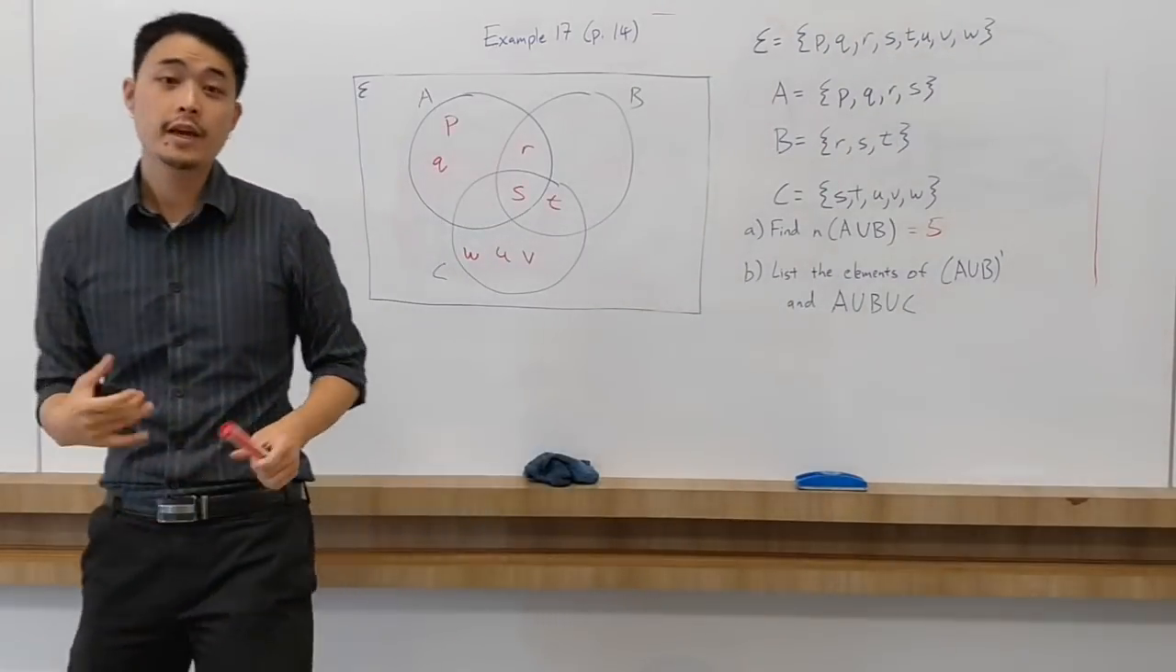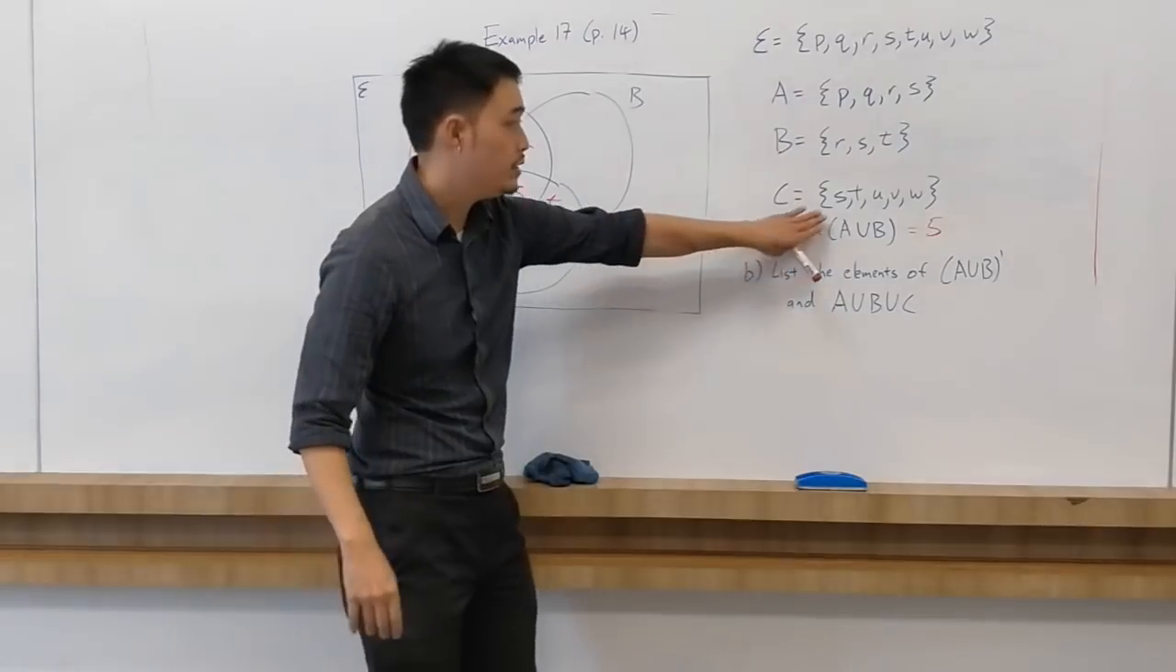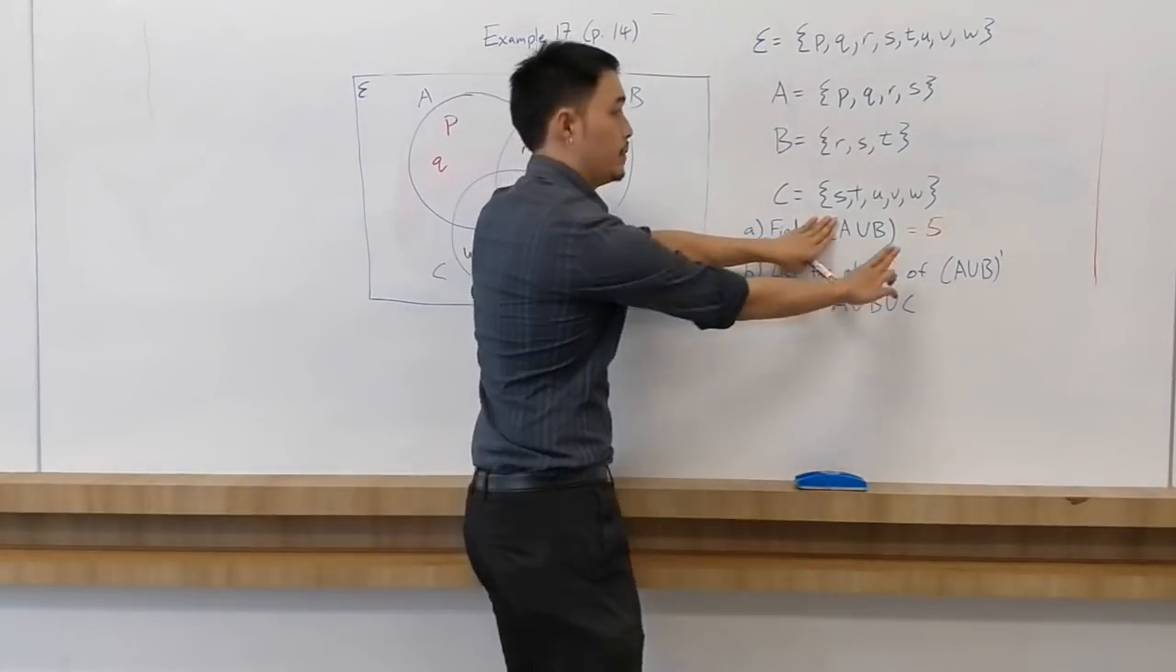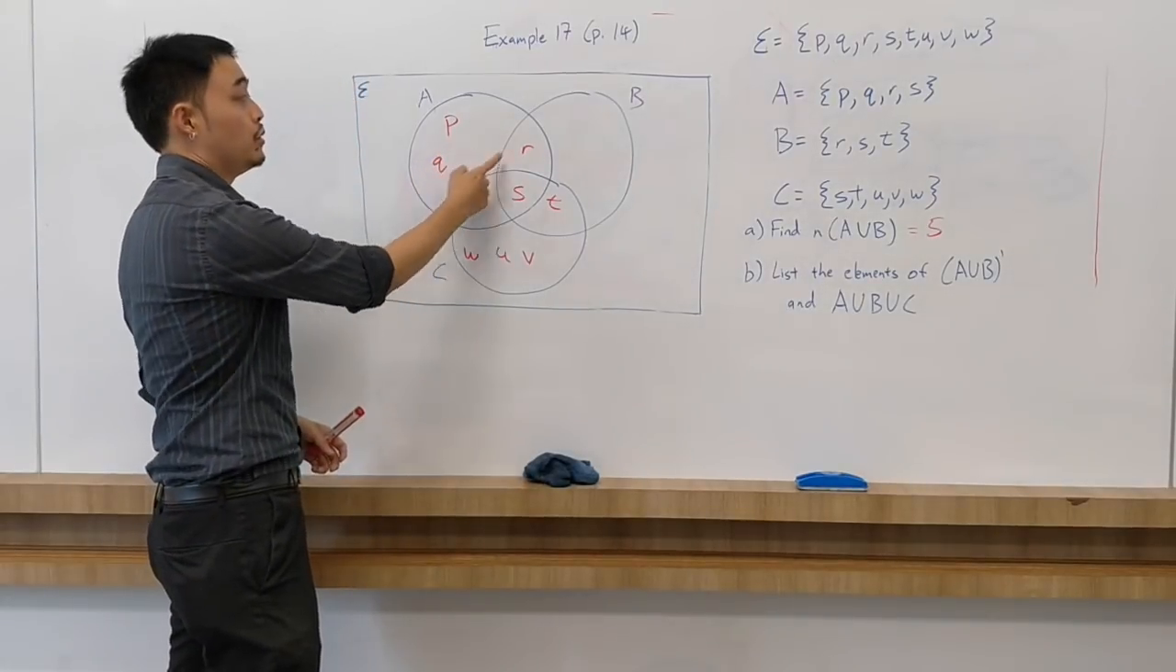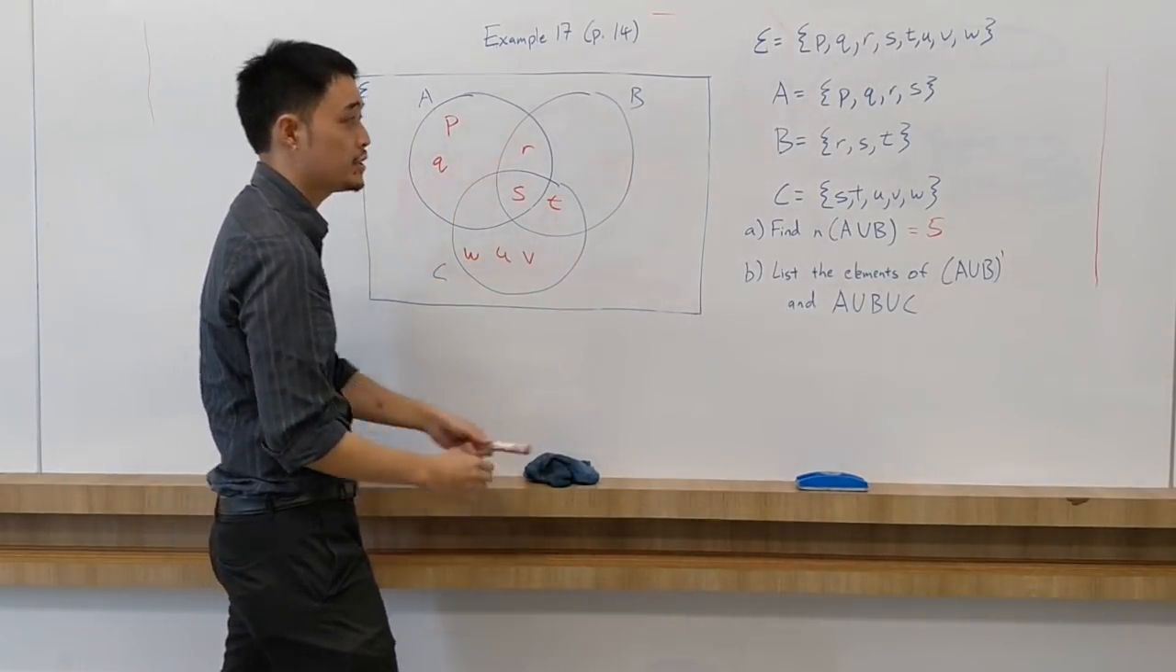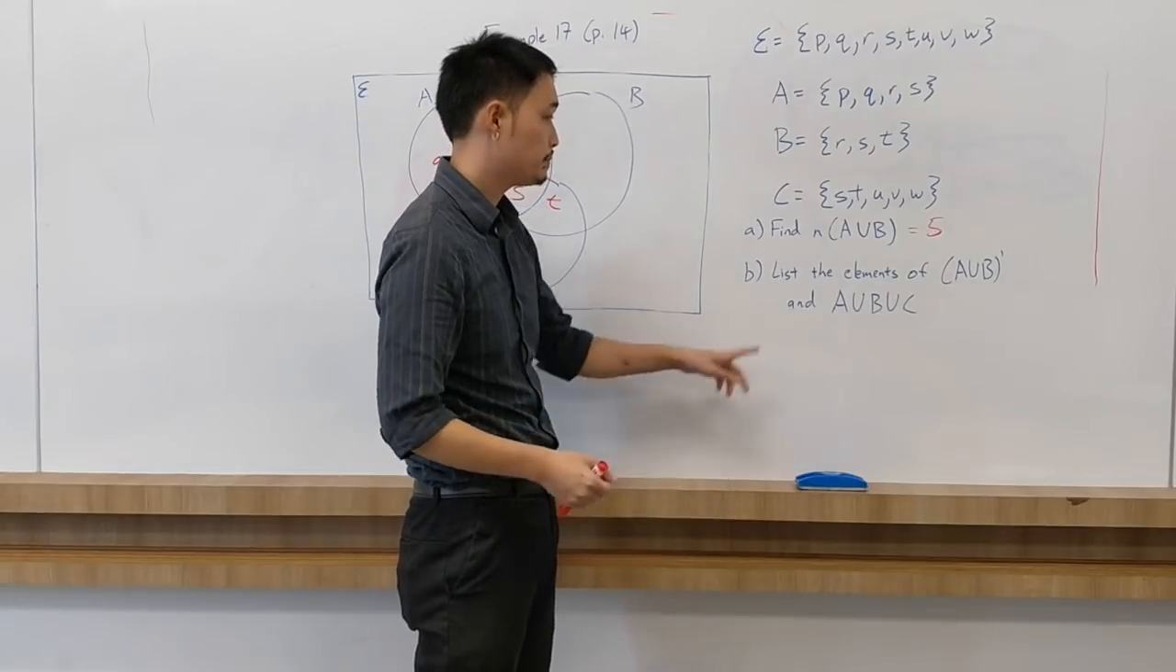If we asked you for the elements of A union B, if the question was just this, A union B, then you would have to actually list out P, Q, R, S, T. But in this case, it's asking for the number of elements.